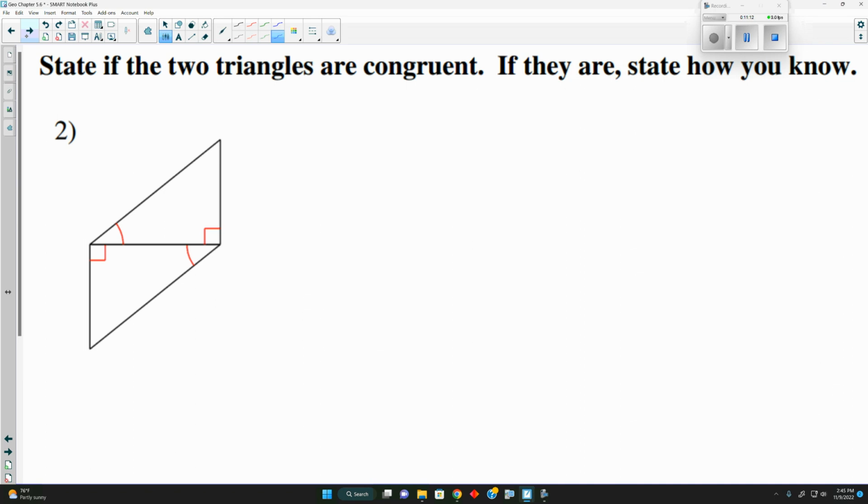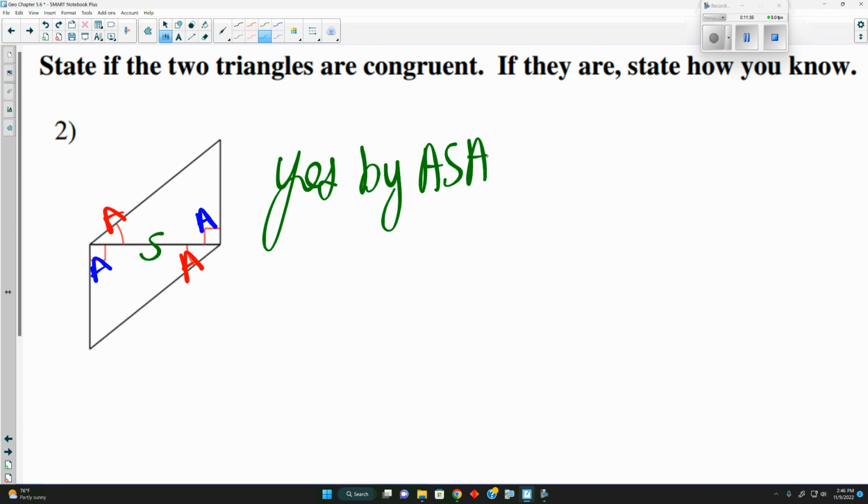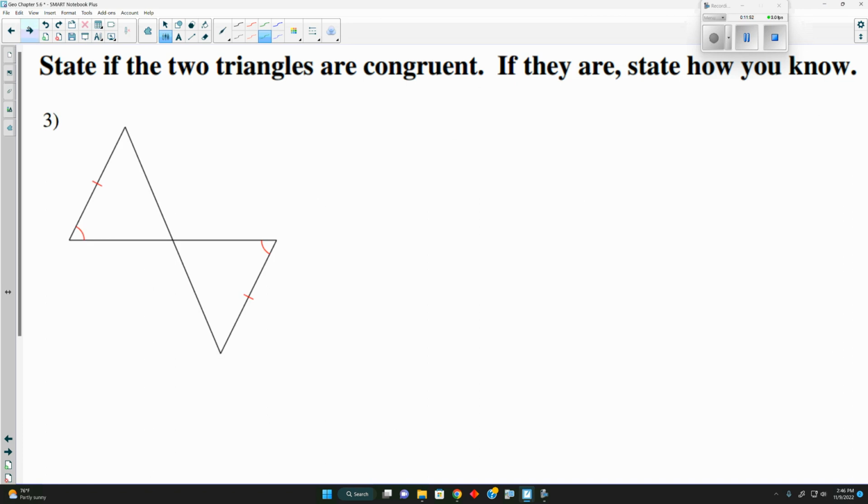So, can we say that these two triangles are congruent? Because these two angles are congruent, yes? We have that these two angles are congruent. Angle, side, angle. Questions on this here? Let's look at the next one.